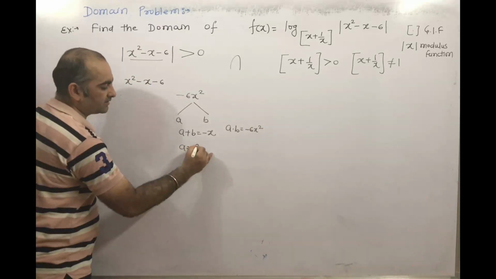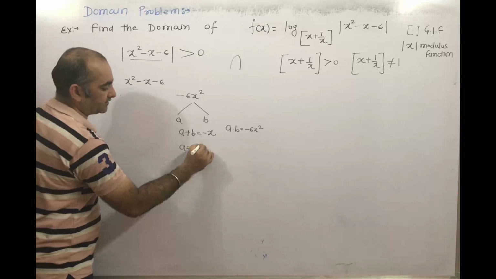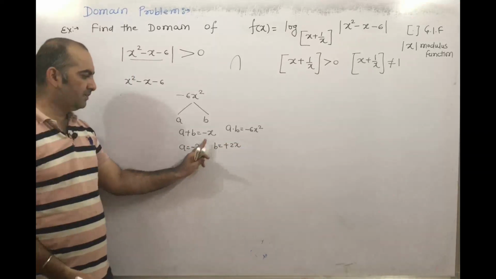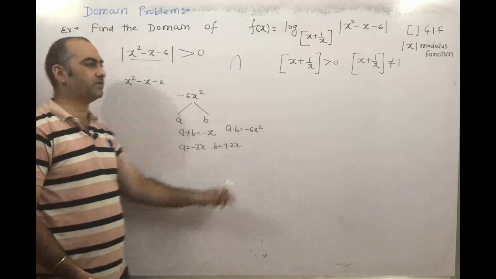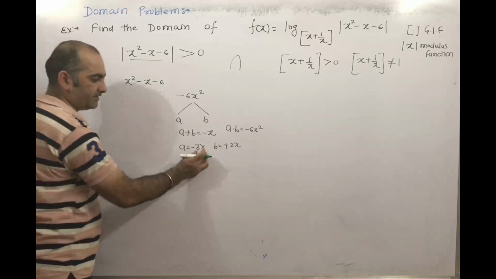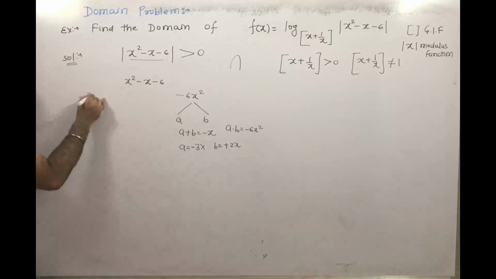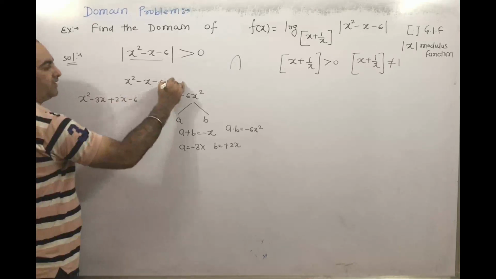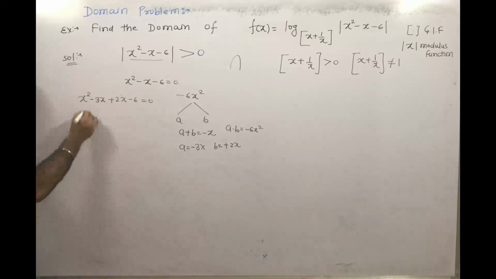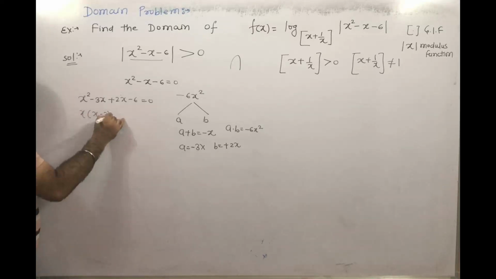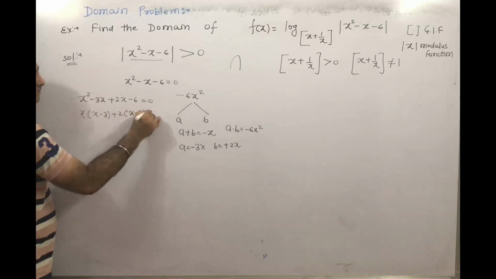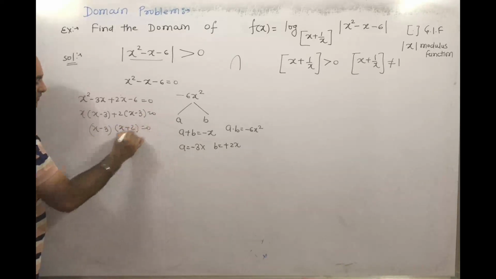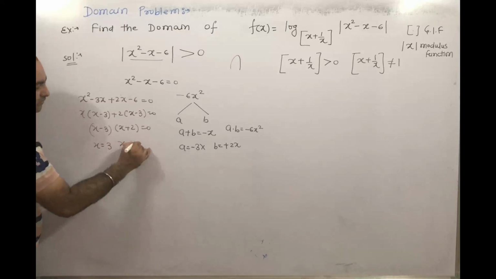So from here a equal to minus 3x and b equal to plus 2x. The summation is minus x and the product is minus 6x square. So instead of minus x, we can write minus 3x plus 2x. So x square minus 3x plus 2x minus 6, which we want equal to 0. So x common, x minus 3, 2 common, x minus 3 equal to 0. So x minus 3 into x plus 2 equal to 0. So x equal to 3 and x equal to minus 2.